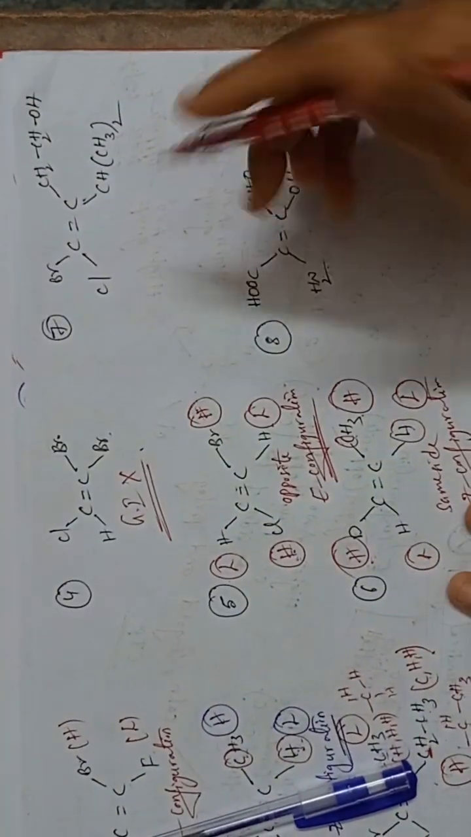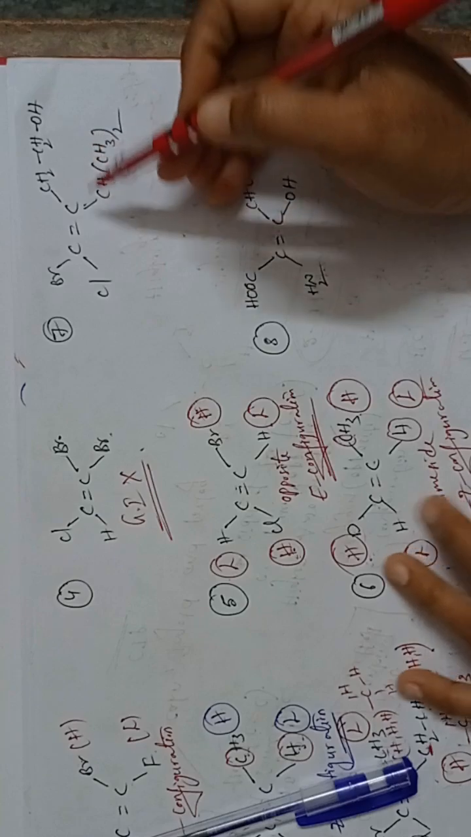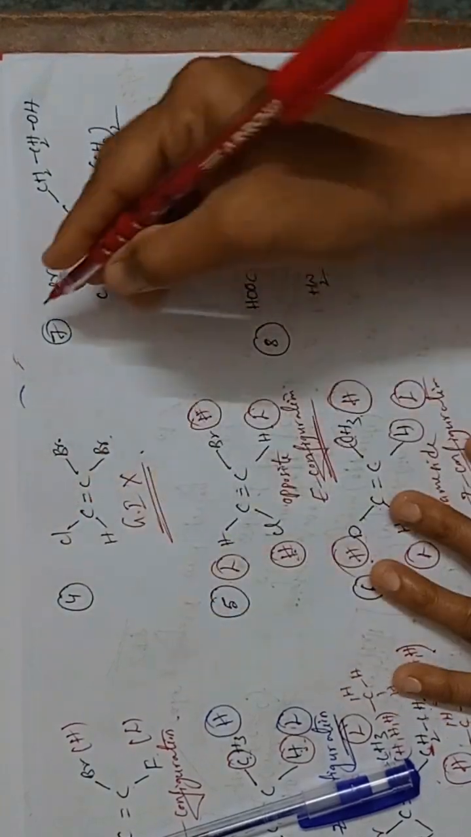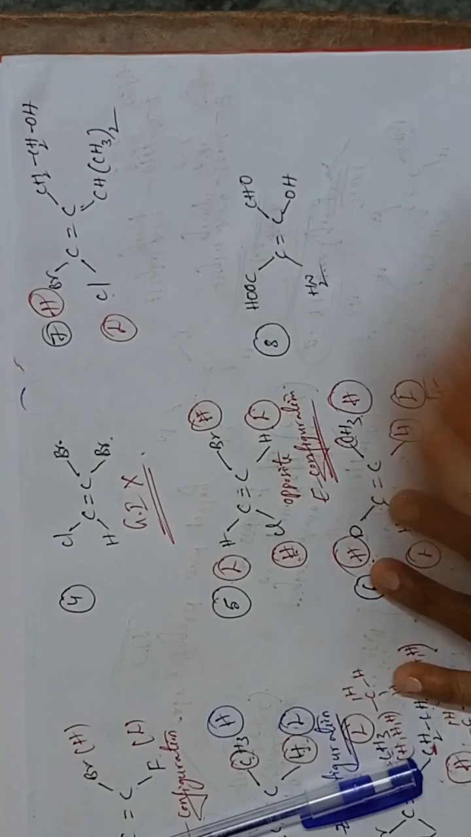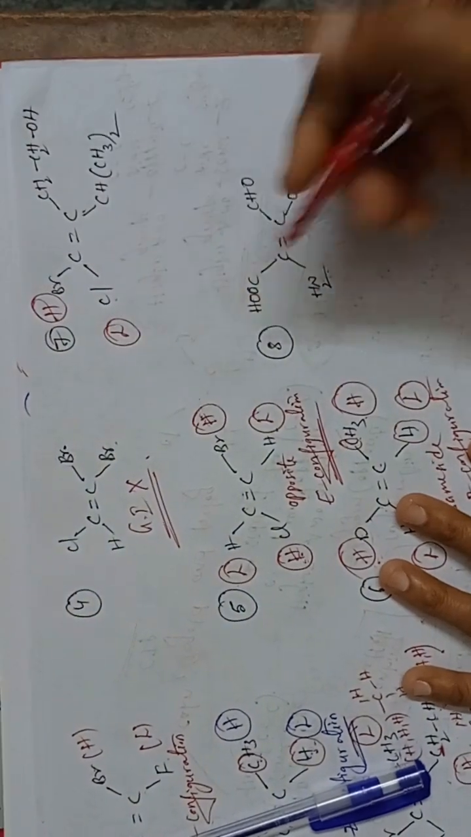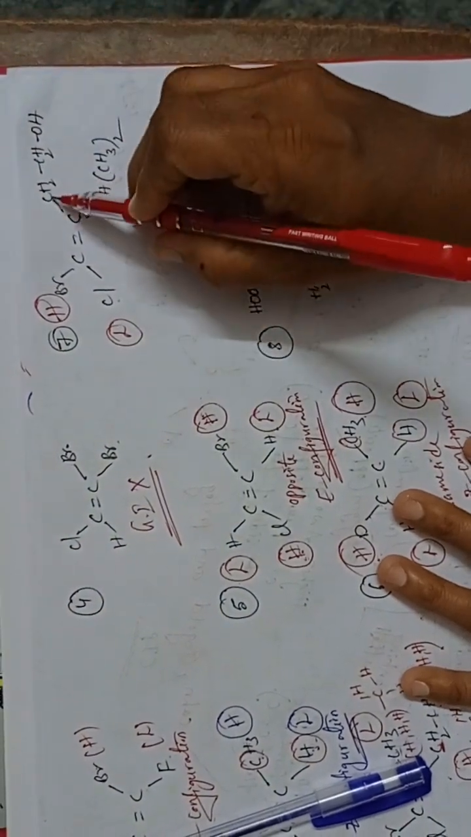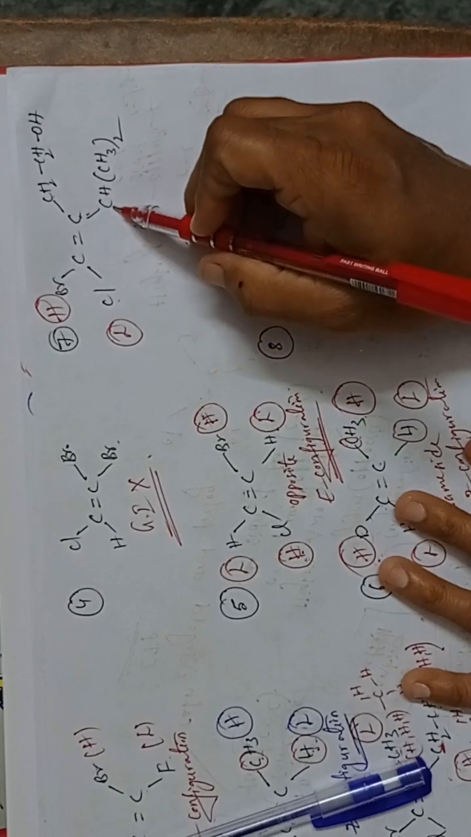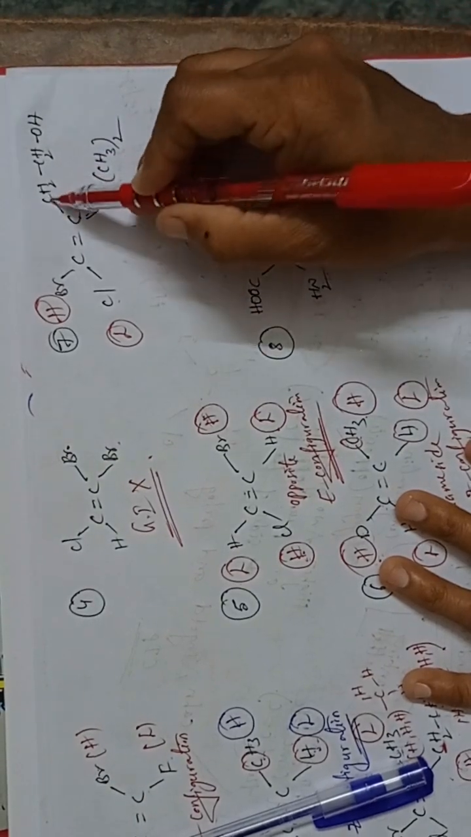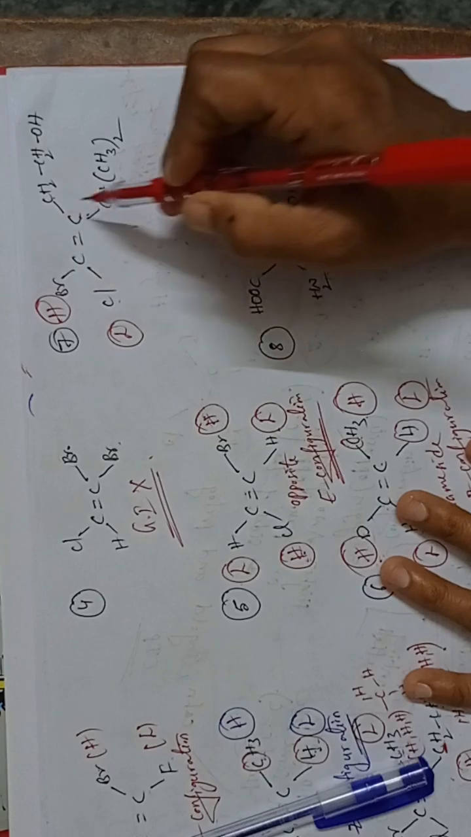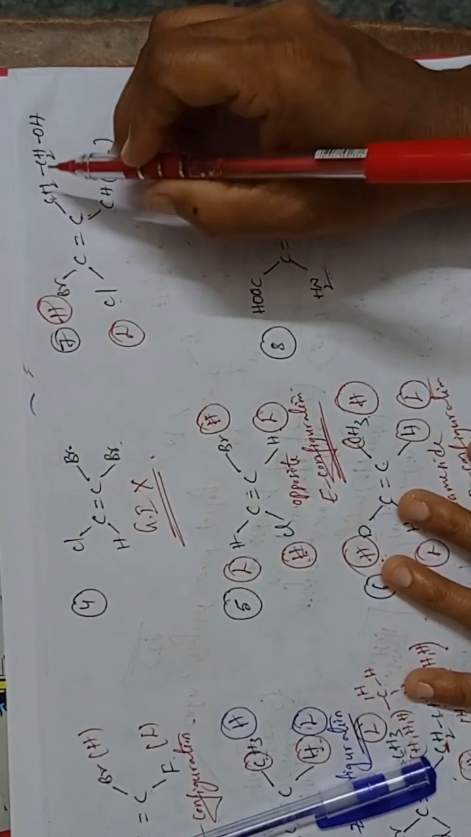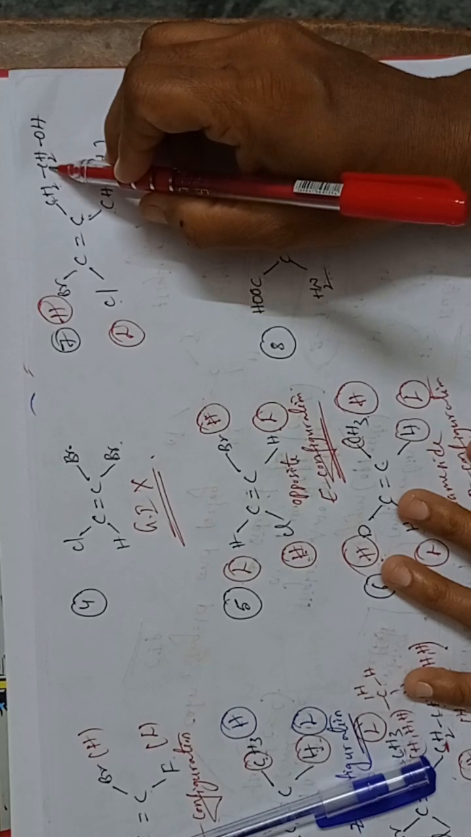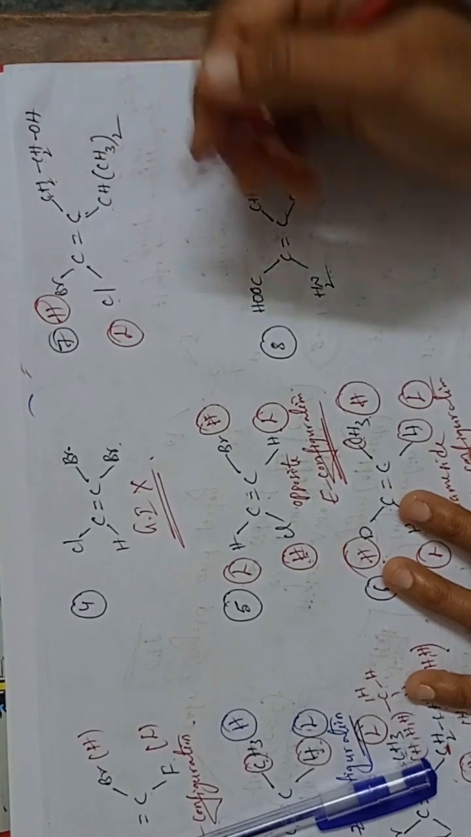Next example: C double bond C with CH2OH. Of these two groups, which has the higher atomic number? Bromine is higher, H is lower. This side is completed. Now this one: this carbon is attached to carbon, and here also carbon. Now, this carbon is attached to which three atoms? It is attached to two hydrogens and one carbon. Correct? CH2, CH.